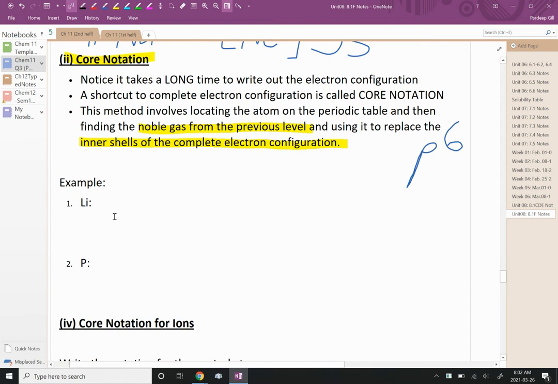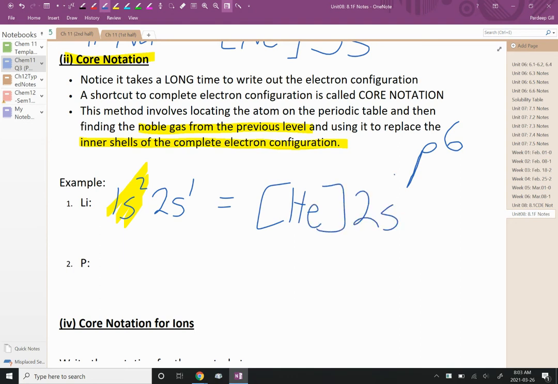So let's look at lithium, for example. We'll just do this one here, 1s2, 2s1. Core notation involves the noble gas one level above. Now this is an exception. When you're looking at level 2 elements, you can use an s2 configuration, which represents helium. So here, this is helium. So that's one level above. That's the only exception here.